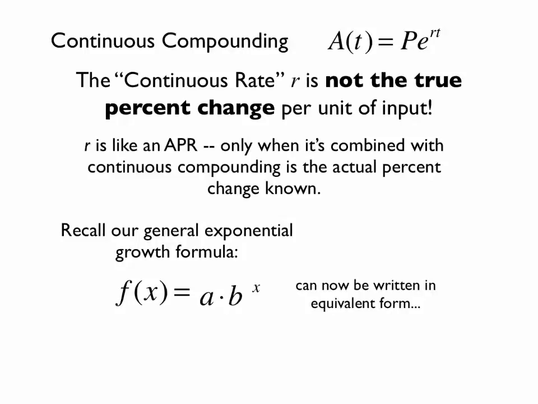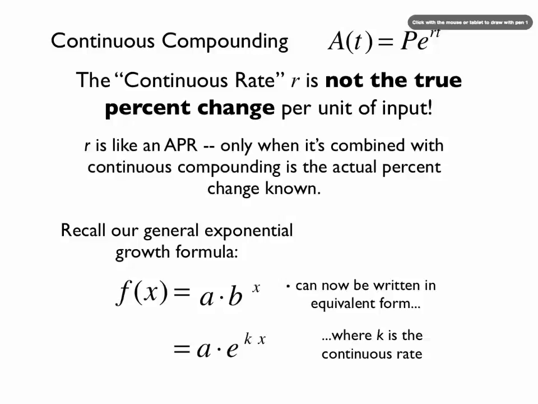So now we can write this in an equivalent form. We can write this as A times e to the KX. Which we're pulling from this continuous compounding idea, P e to the RT. But we're going to write it now, A B to the X is A e to the KX. So now we have two ways of looking at any exponential growth. K is the continuous rate. It's called the continuous rate.